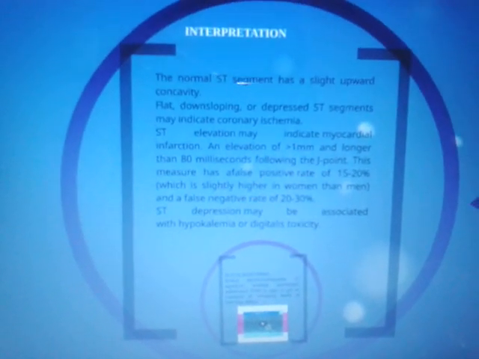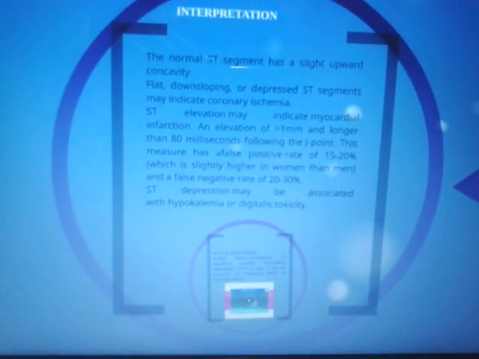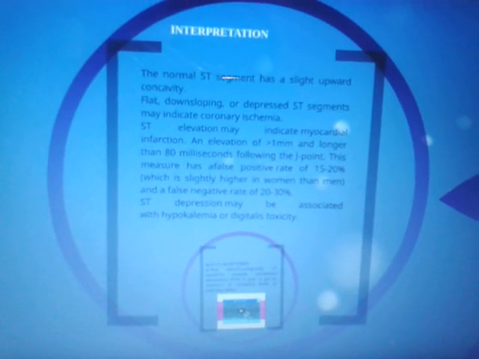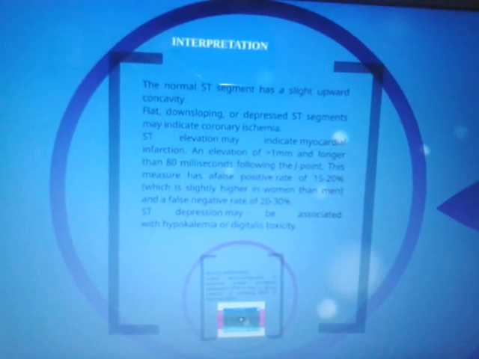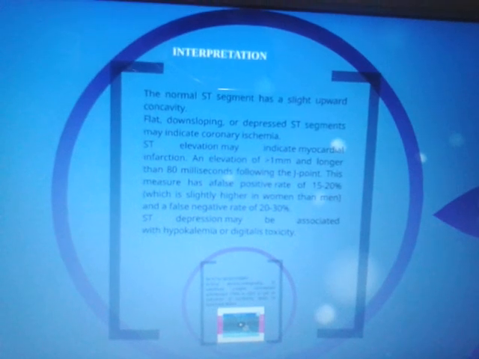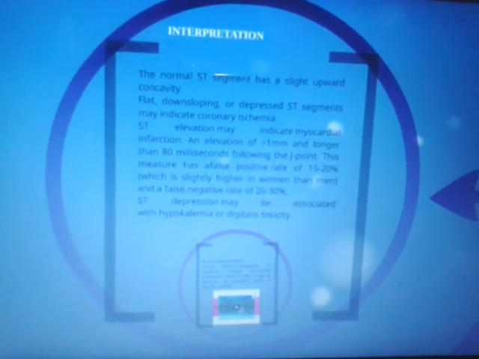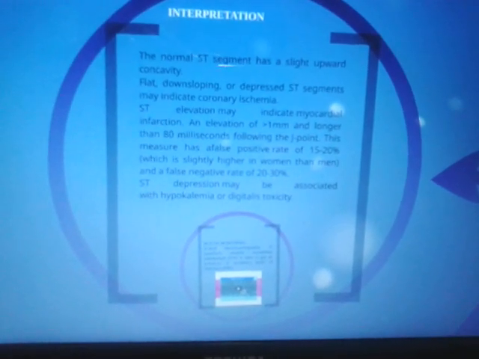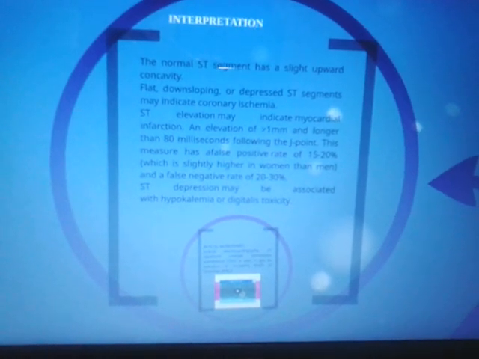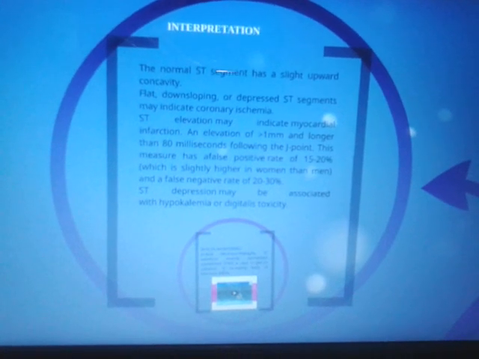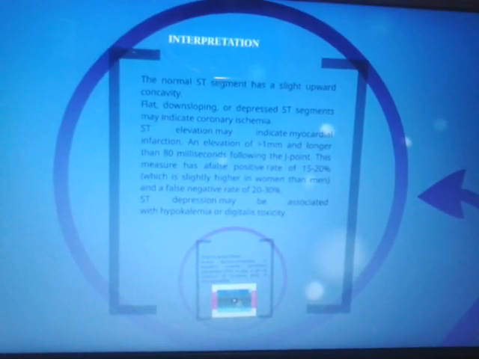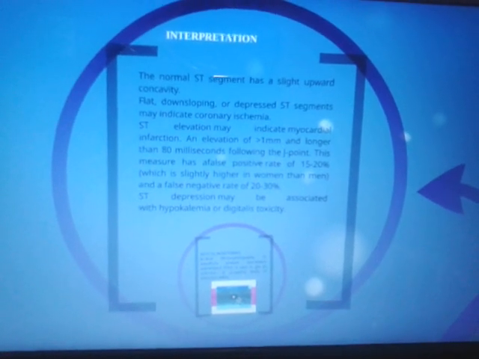Interpretation. The normal ST segment has a slight upward concavity. Flat, downsloping, or depressed ST segments may indicate coronary ischemia. ST elevation may indicate myocardial infarction, with an elevation of 1 mm and longer than 80 milliseconds following the J point.